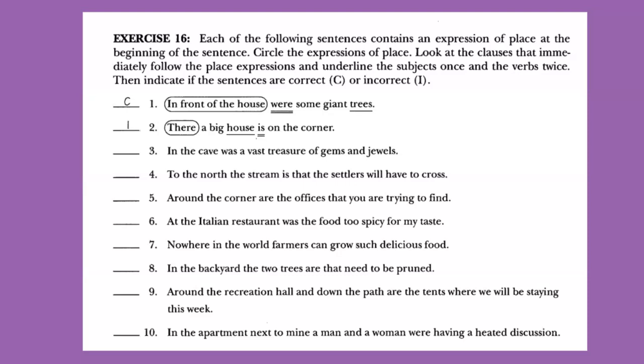Number 5, correct. Number 6, incorrect. It should be "the food was." Number 7, incorrect. It should be "can farmers." Number 8, incorrect. It should be "are the 2 trees." Number 9 is correct. And number 10, incorrect, because it should be "were a man and a woman," and not "a man and a woman were."